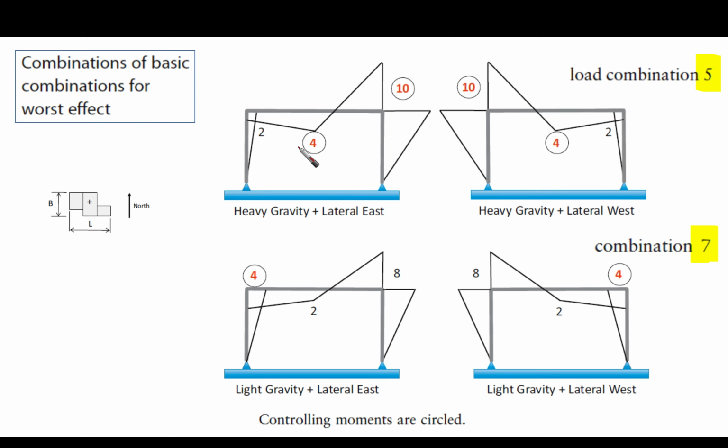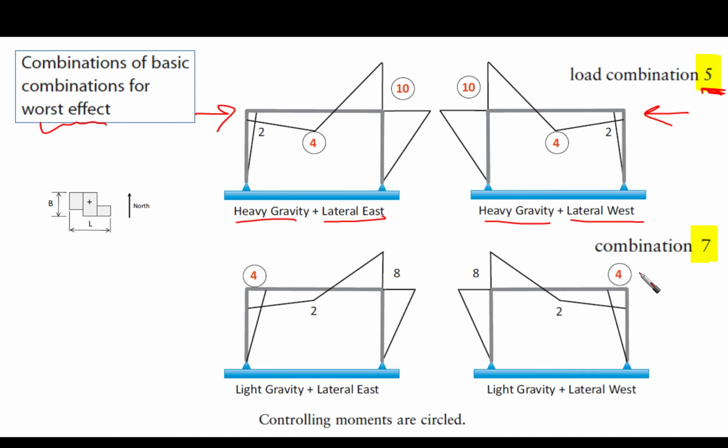This is the combination of basic combinations for worst effect. This is coming from load combination 5. As you can see, it is heavy gravity with lateral east, so the force is coming from this direction. And this is heavy gravity with lateral west, which is the load coming from this direction. The circled one is the controlling moment. So in this beam, at this end, 10 is controlling. And in the middle, it is 4. Okay, similar if it is from the west.